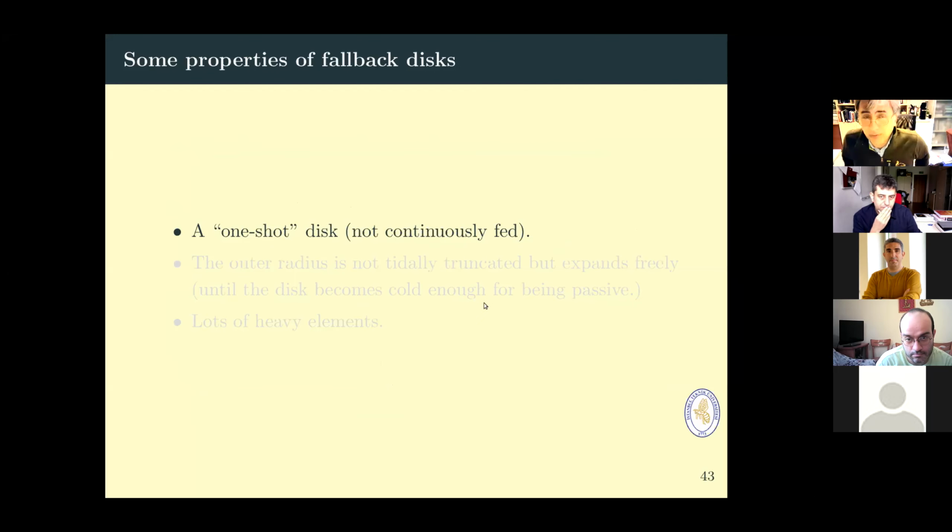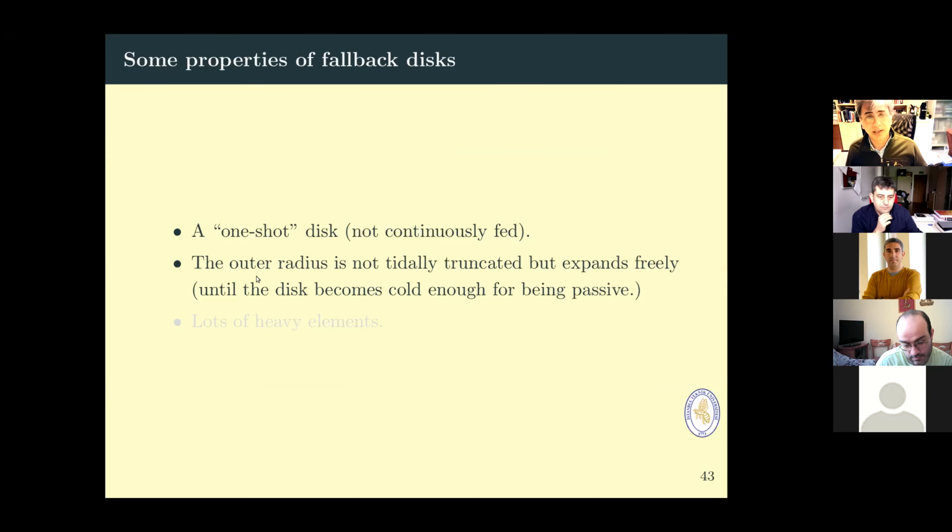Some properties of the fallback disks would be as follows. They are one-shot disks compared to the continuously fed disks in binary systems. So when the disk is all finished, it's all finished. The outer radius is not tidally truncated as in disks in binary systems, but it expands freely until the disk becomes too cold to be active, right? And one other difference would be the existence of heavy elements in these disks, which could change the opacity, for example.